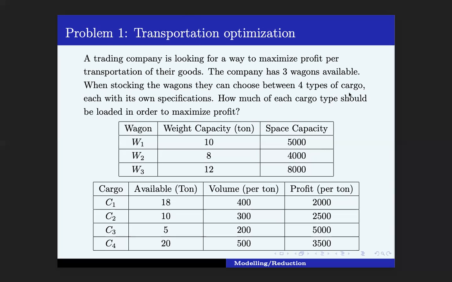Maybe. No, that is also not true. Hold on, because the available ton is 20. Yes, but you don't have to send 20 tons only. But in wagon 1, the capacity is 10. Yes, I can send just 10 tons of this C4. When I am sending a cargo, I don't need to send the whole amount of available tons. I am allowed to send a small fraction of the available tons.